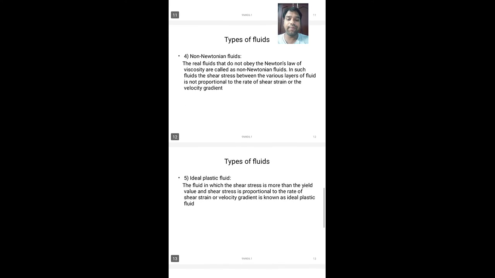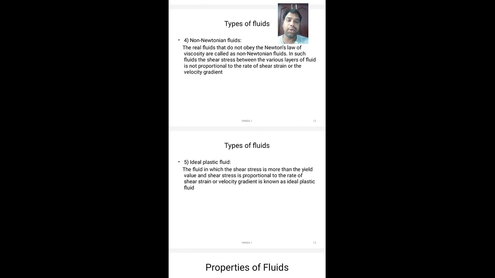I hope you understand. Next we'll move on to properties of fluid. At the very beginning of the session, I explained why we have to study this subject. It is linked to our mechanical engineering because if you want to design any kind of devices like pumps and turbines, mainly we have to concentrate on these fluid properties. What is the effect of these fluid properties, right? What is the behavior of these properties, right?